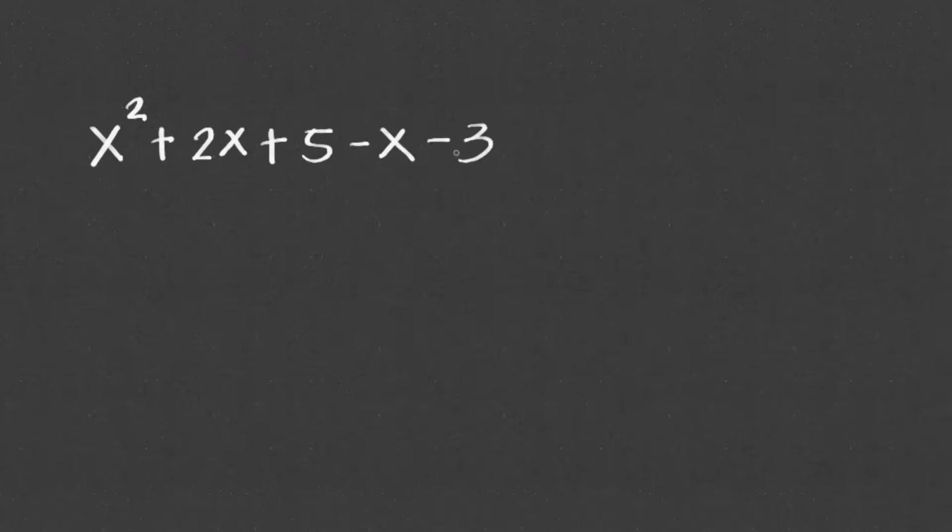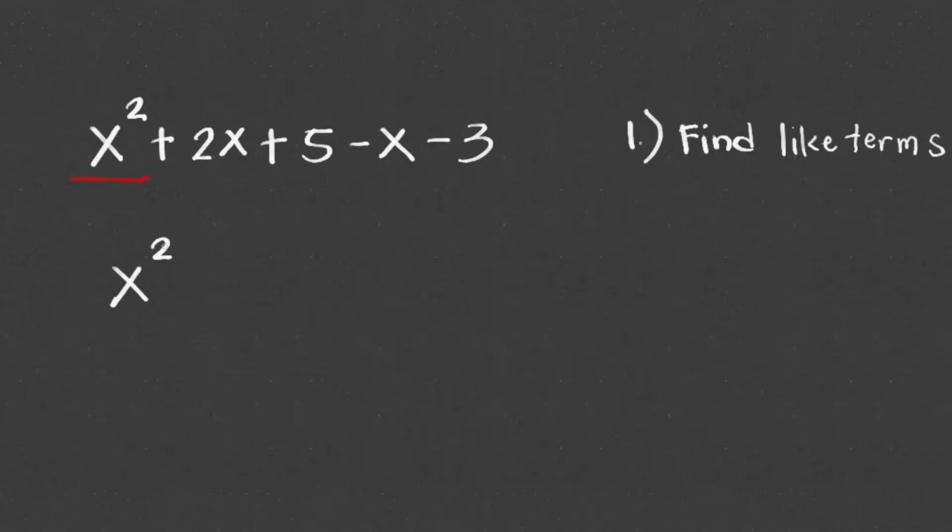Let's try these examples. So x squared plus 2x plus 5 minus x minus 3. You can pause the video to try this one. So the first step in solving this expression is to find like terms. So the x squared doesn't have the same variable, therefore let's just write it down.